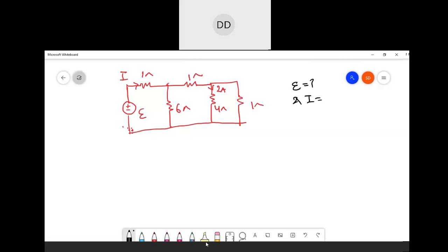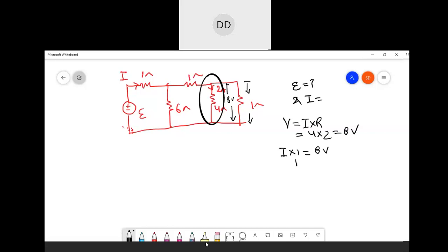First, let me see this part. Let's see this zone. In this zone, across this circuit I have 4 ohms and 2 amps. So I can say V is equal to I into R, that is 4 into 2, which is equal to 8 volts. So since there is 8 volts here, this is a parallel network, so across this also there would be 8 volts. So the current I into 1 would be equal to 8 volts. In other terms, the current value over here would be 8 amps.